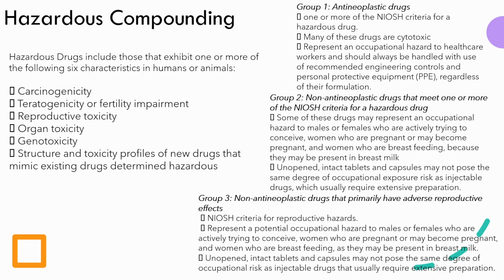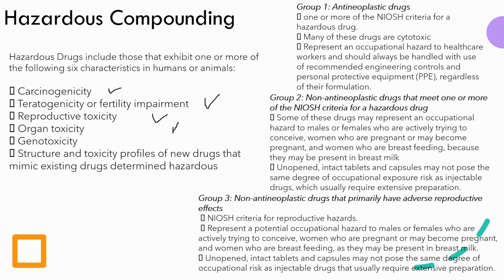Okay, and then lastly, we have hazardous compounding. We're going to talk about what makes up a hazardous drug. A hazardous drug needs to meet one or more of the following six characteristics, including carcinogenicity, teratogenicity, reproductive toxicity, organ toxicity, genotoxicity, and structure and toxicity profiles of new drugs that mimic existing drugs determined hazardous. And these are some of the categories that it's on.